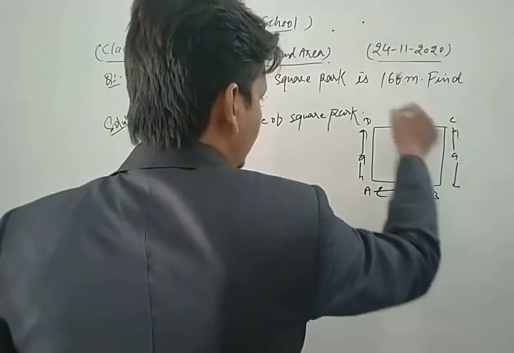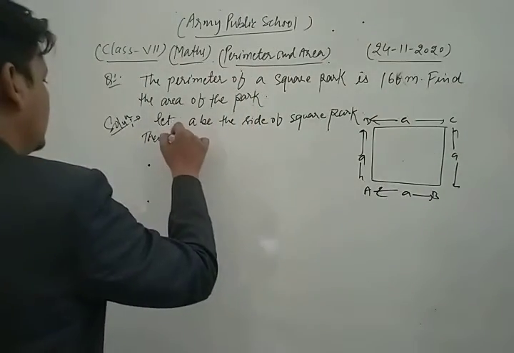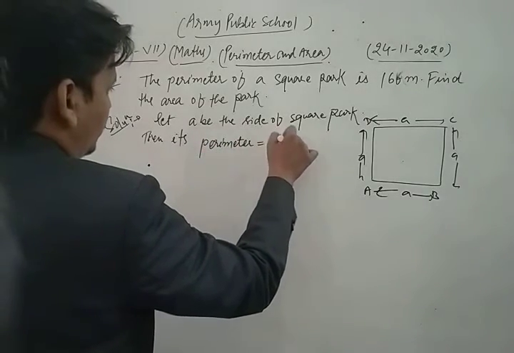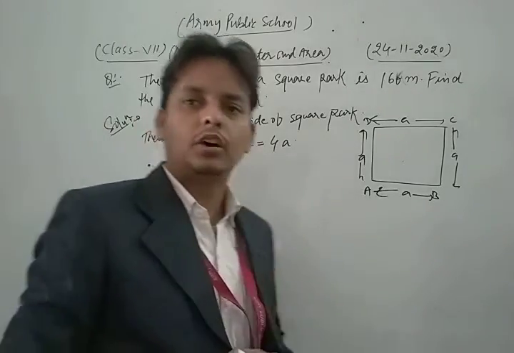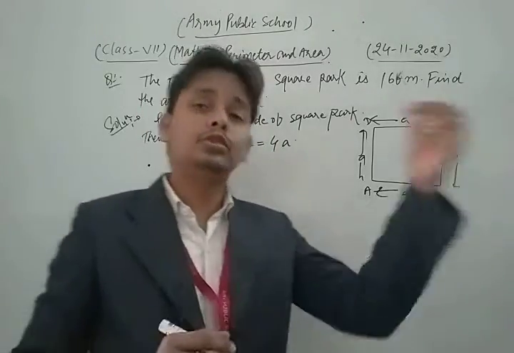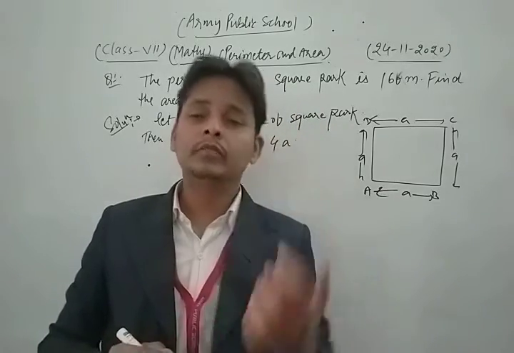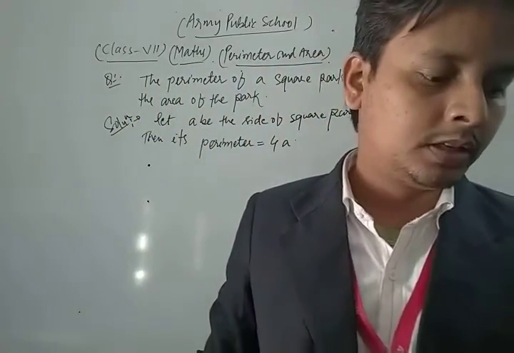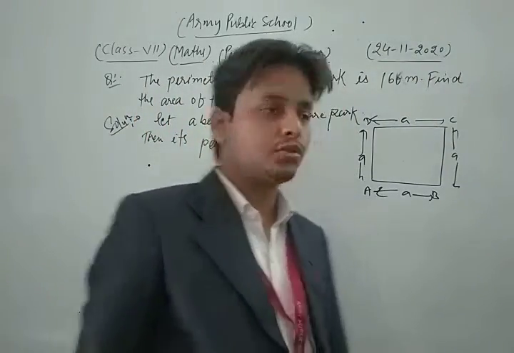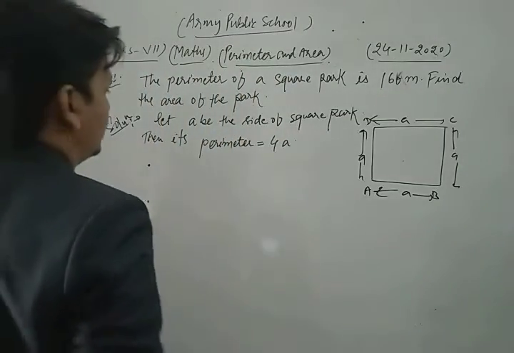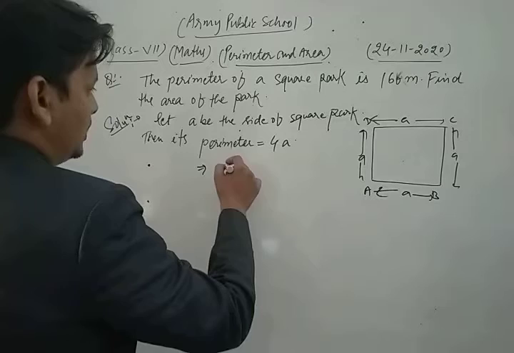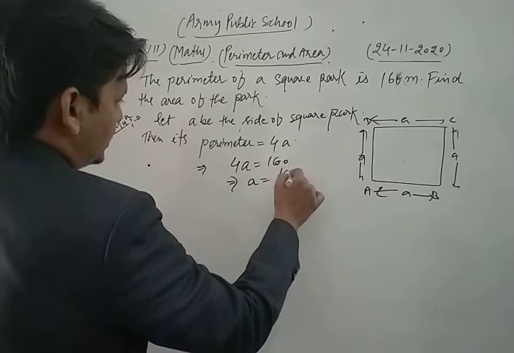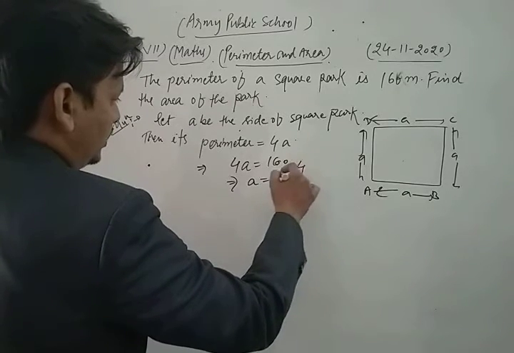Then its perimeter will be what? 4 into side. We just need to find the area of the park. Dear friend, you know that the area of a square is side square. So for finding the area of the square, first of all we find the side of the square. For that, first of all we apply the formula for its perimeter. Now the perimeter is given as 160. So 4 into A is equal to 160. Thus the value of A is 160 upon 4, which is 40.